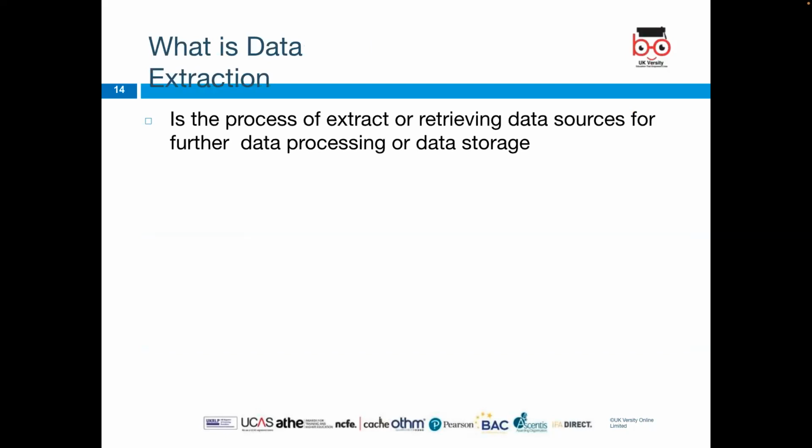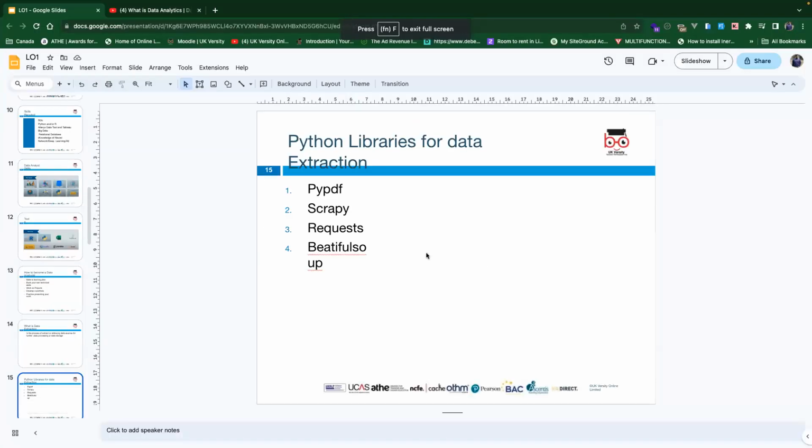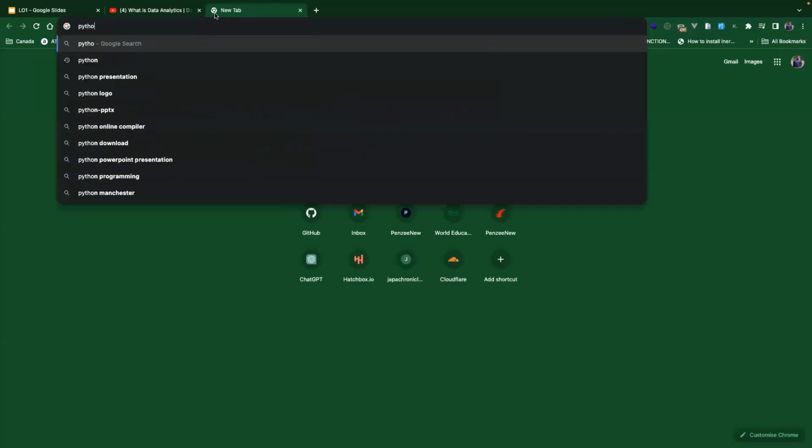What is data extraction? This is the process of extracting or retrieving data from sources for further data processing or data storage. Python libraries for data extraction: we have PyPDF, Scrapy, Requests, Beautiful Soup. So obviously, to have more idea about these Python libraries, you can come here.